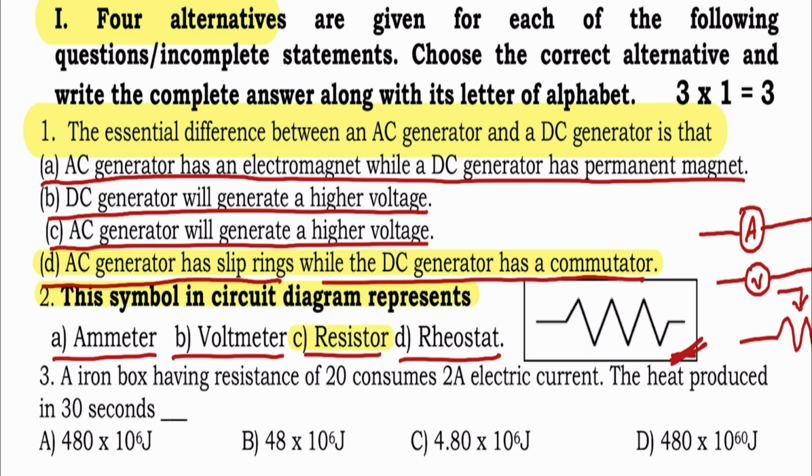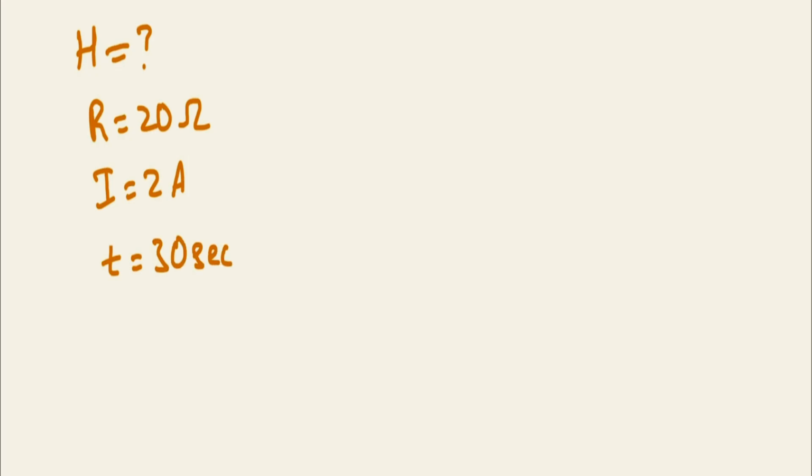Next, question number 3. An iron box having resistance of 20 ohm consumes 2 ampere electric current. The heat produced in 30 seconds is. So they have given resistance, current, and they are asking about heat. Let's solve this in next page. We need to find out heat, and they have given resistance R is 20 ohm and current I is 2 ampere and time t is 30 seconds. So the formula for this question is H is equals to I square RT.